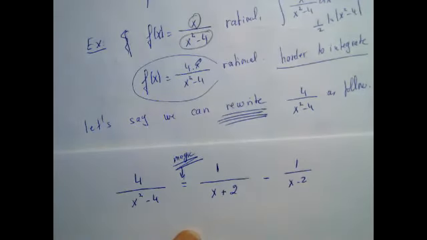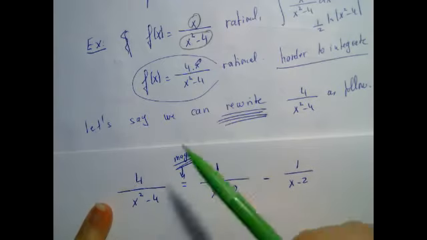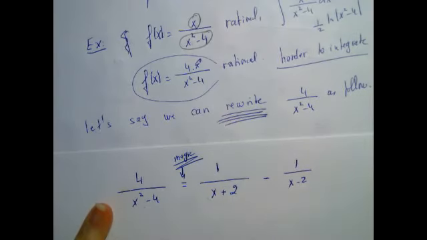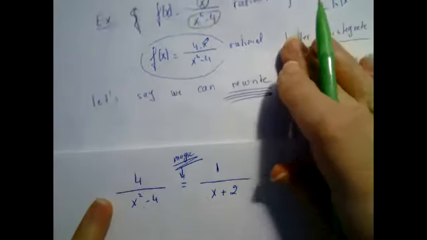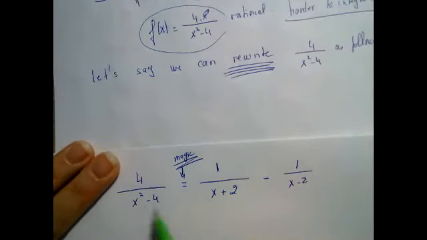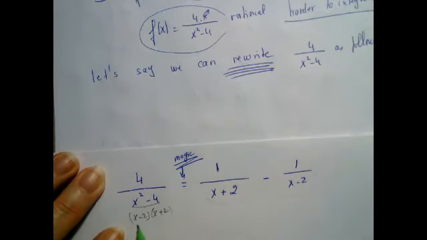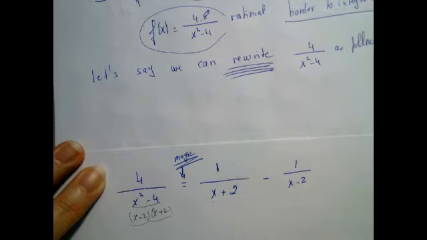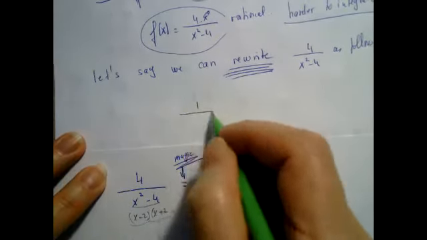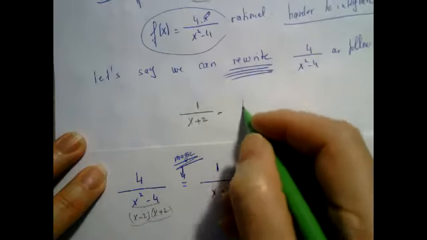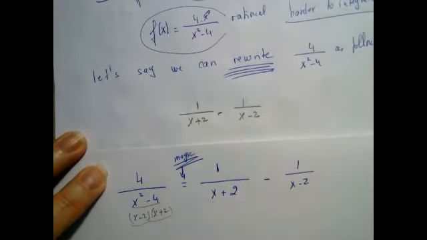First, let me make sure, what do we mean by rewriting? Rewriting means that this expression and this expression are the same. We are just rewriting it. How can I make sure that those expressions are the same? We have to make sure that I'm not changing the expression. Notice one thing, that x squared minus 4 is x minus 2 times x plus 2. So those terms here are basically the factors of the denominator.